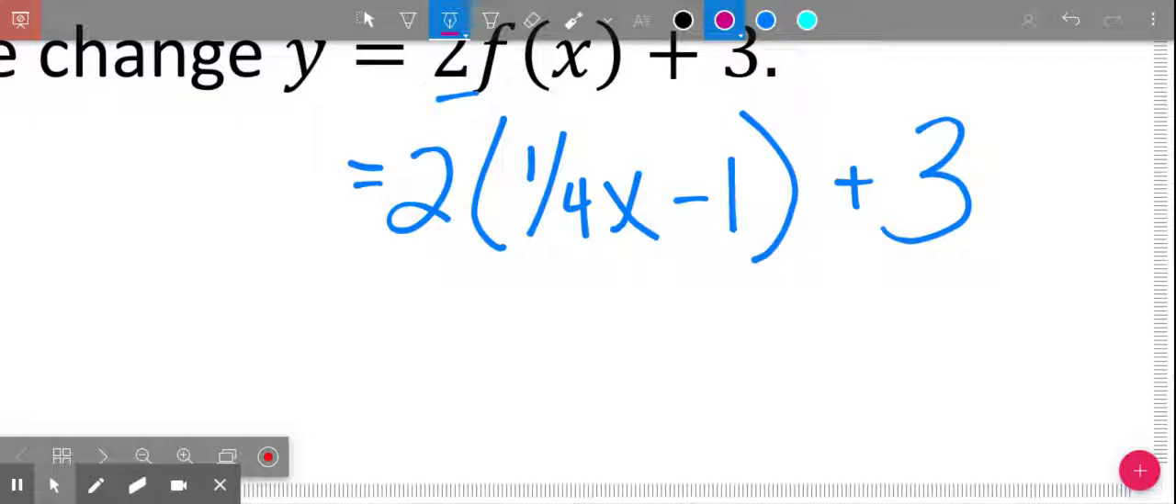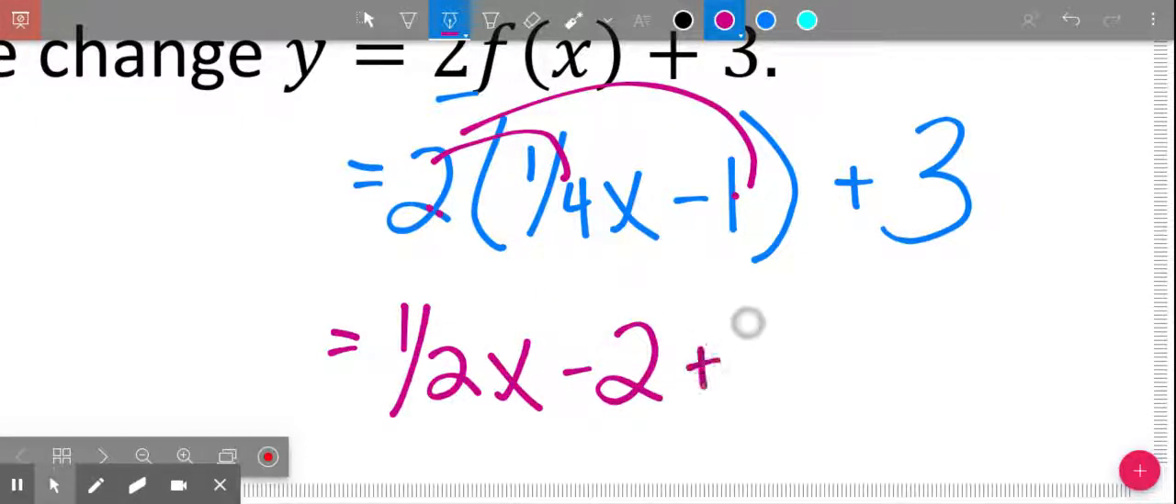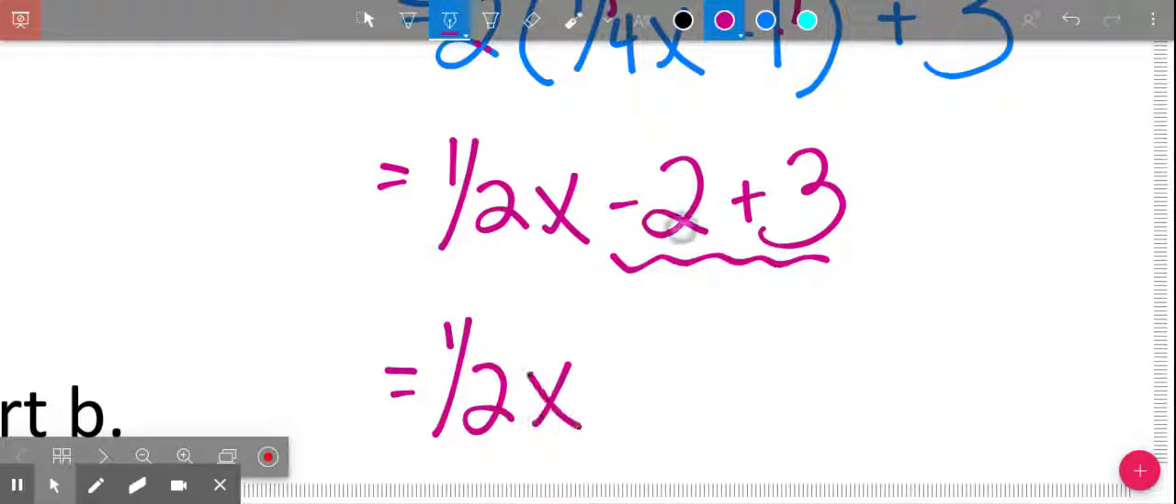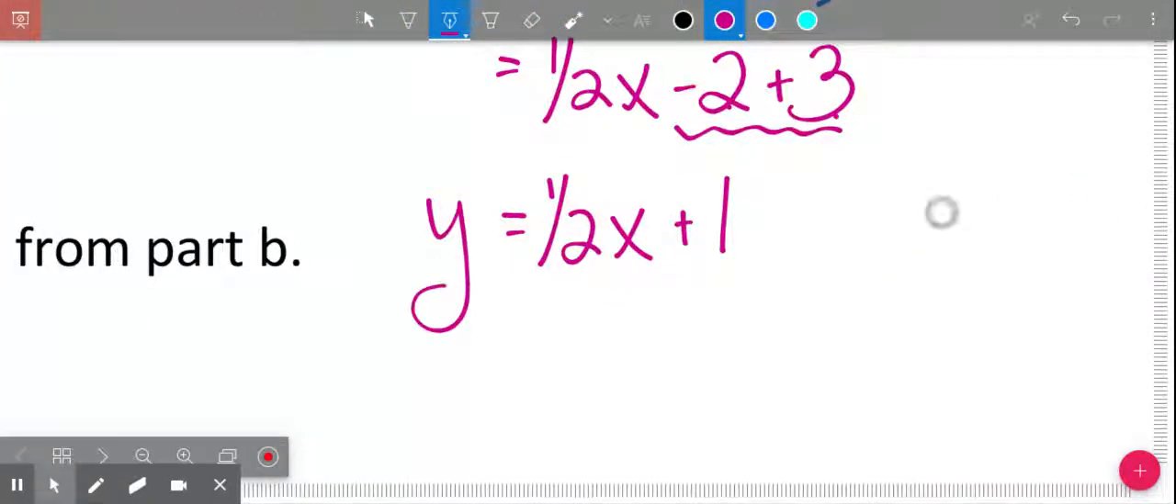Anytime we have a number in front of parentheses, we have to distribute. So 2 times 1/4 is 2/4, which gives me a half x, and 2 times -1 gives me -2 plus 3. We're going to combine our like terms. So I have 1/2 x, and -2 plus 3 gives me plus 1. So this was my new function after the scale change.